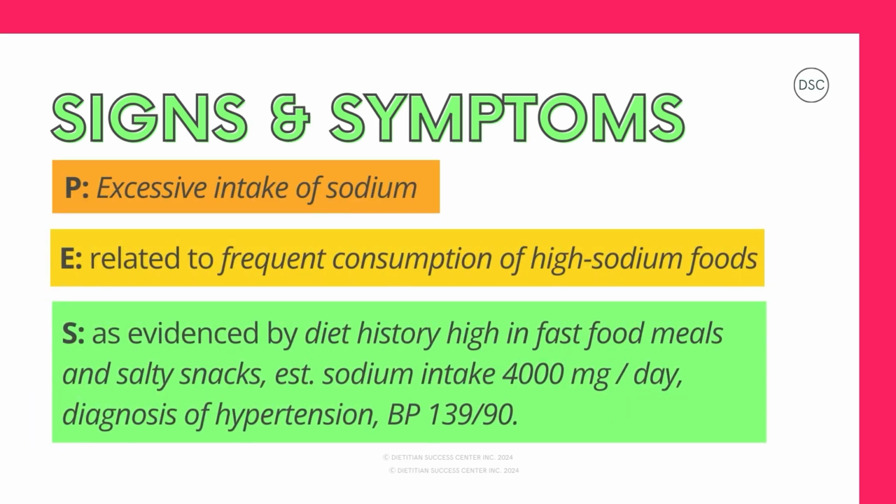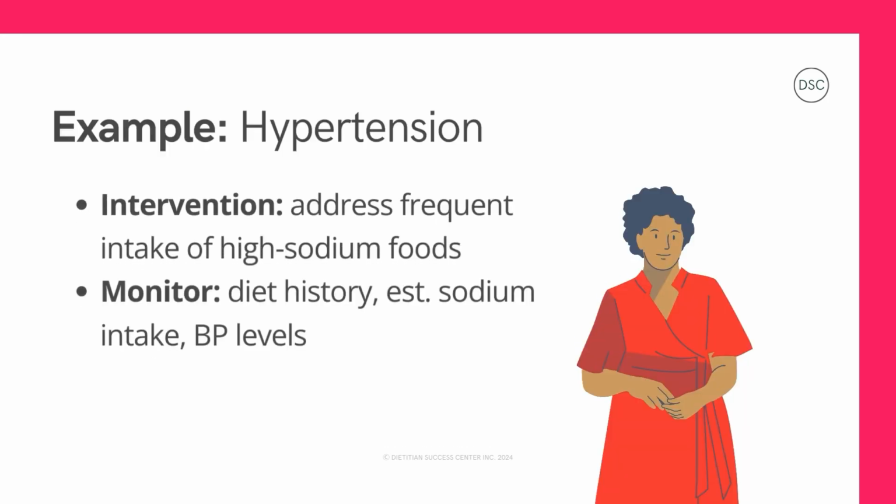So our PES statement becomes excessive intake of sodium related to frequent consumption of high sodium foods, as evidenced by dietary history high in fast food and salty snacks, estimated sodium intake greater than recommended amount, and a diagnosis of hypertension with average blood pressure of 139/90. After our intervention to address Sarah's frequent intake of high sodium foods, we can monitor her diet history, estimated sodium intake, and blood pressure levels to assess the effectiveness of our intervention.